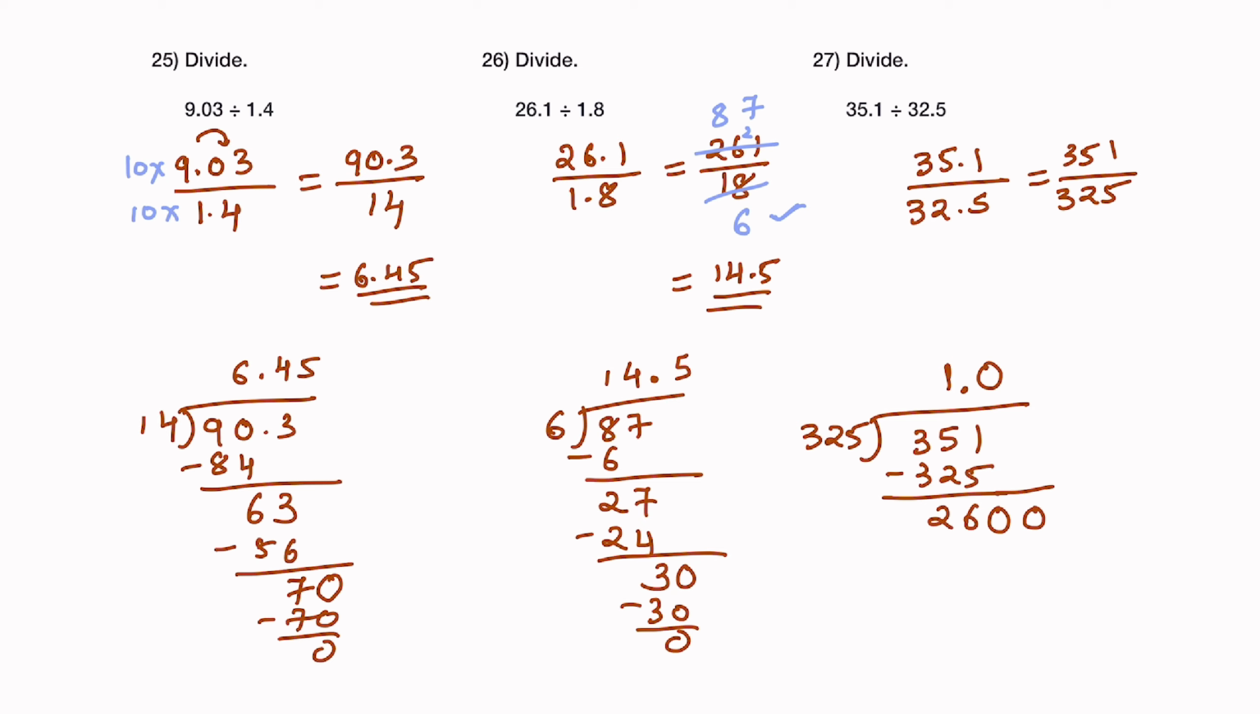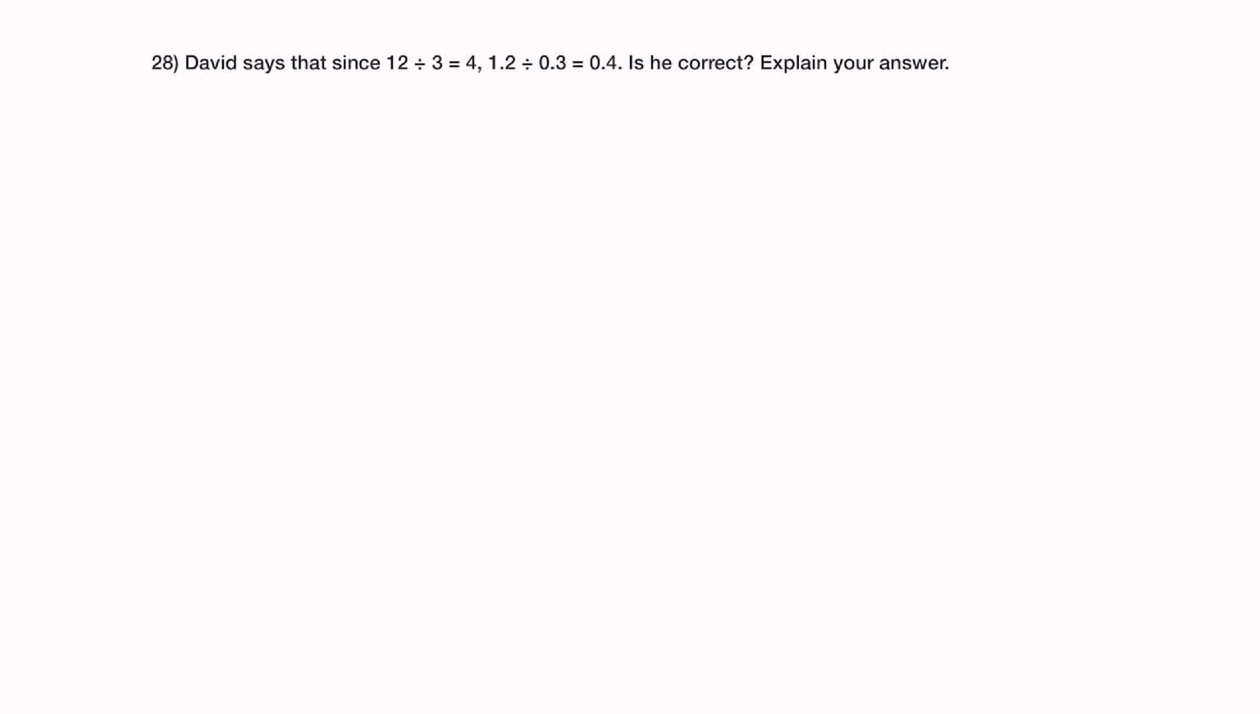So 325 times what? Now if it was 3, 3 times 8 is 24. We know that, right? So let's try with 8. 325 times 8. 8 times 5 is 40. That's 0, 4 there. 8 times 2 is 16. 16 plus 4 is 20. So 0 there and 2 carried. 8 times 3 is 24. 24 plus 2 is 26. Exactly what we want. So that's 8 there and 2600. So that's 0. So the answer is 1.08. Wow.